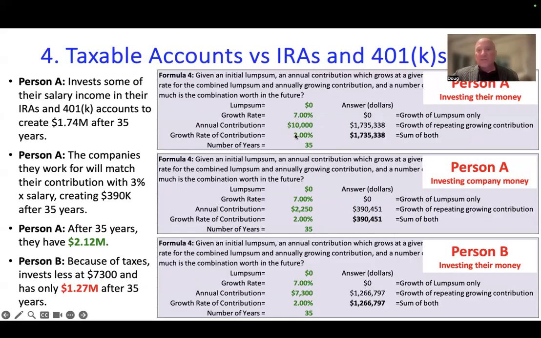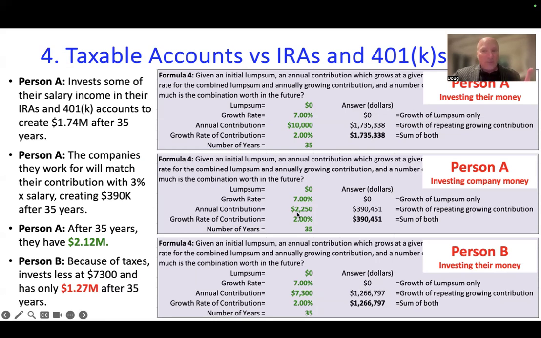So this is a cost of living increase. 7% is the investment growth for 35 years. Wow, they're already at $1.7 million. Already considerably better, nearly $500,000 better. Wait, it gets even better for person A who's working in their 401k.